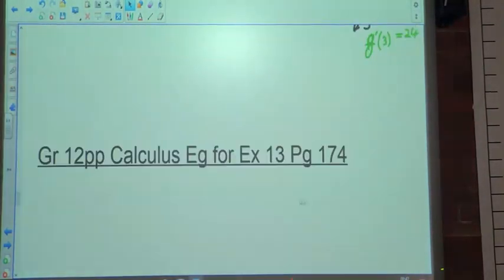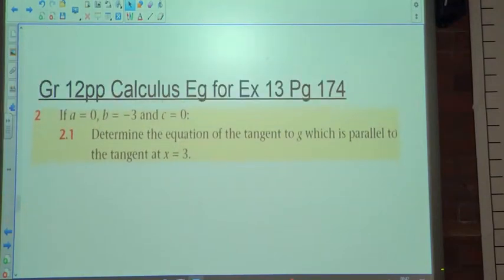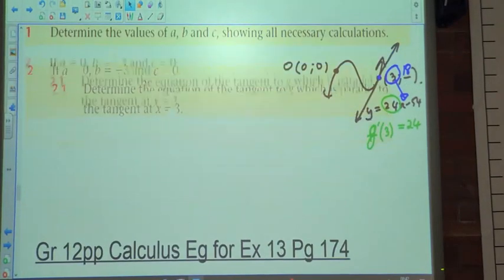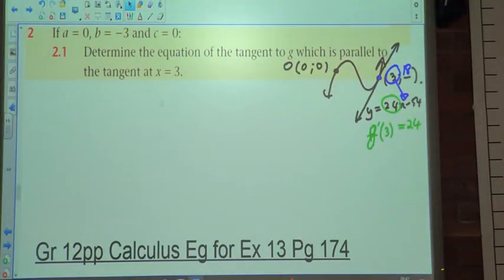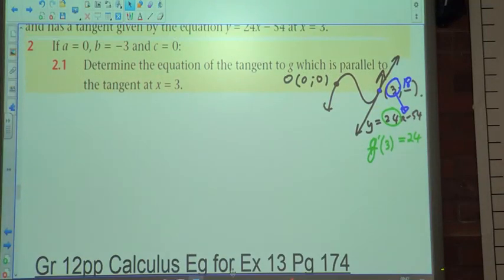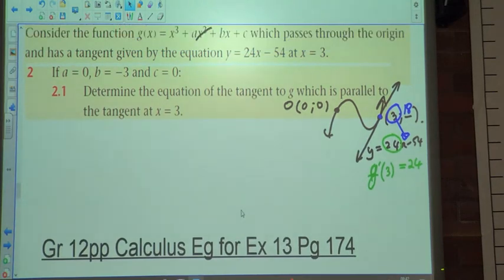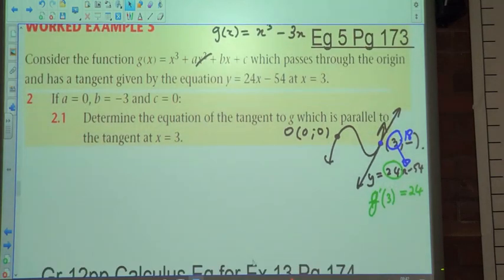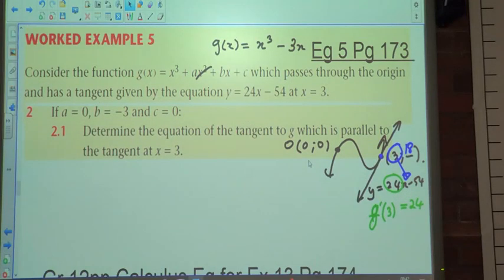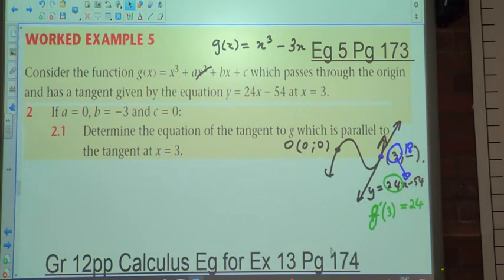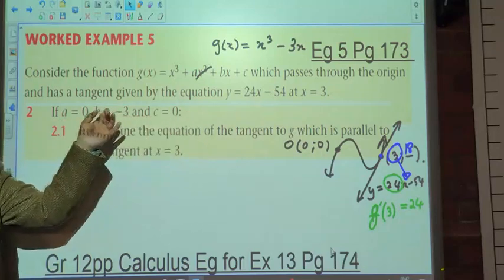Let's look at number 2. Number 2 says, if a is equal to 0, b is equal to minus 3, and c is equal to 0. Now people, in the exam, you'll also get this case here, where they tell you, if a is equal to that, and b is equal to that, and so on. Even if you're convinced that the examiner made a mistake, which is all the time, you guys know better than the examiner, you must still use these values.